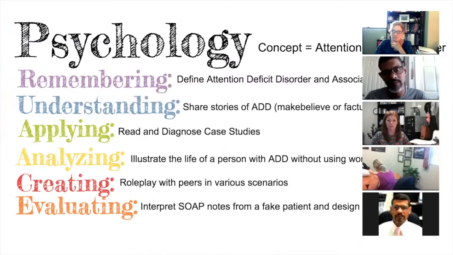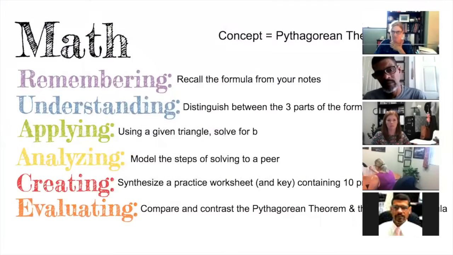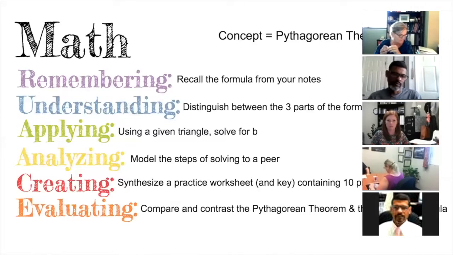Okay, so then the last RSVP I got was mathematics. And again, I'm a science person. I know enough math to maybe get me in a little trouble, but that's about it. So I took a concept I thought most people would be familiar with, the Pythagorean theorem. At the remember level, we can ask our students to recall the formula from their notes, because obviously as math instructors you're going to share that with your students if you expect them to use it. At the understanding level, you can ask them to distinguish between the three parts of the formula: a squared plus b squared equals c squared.